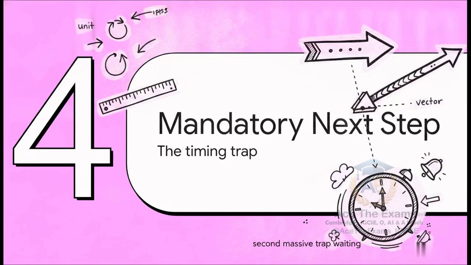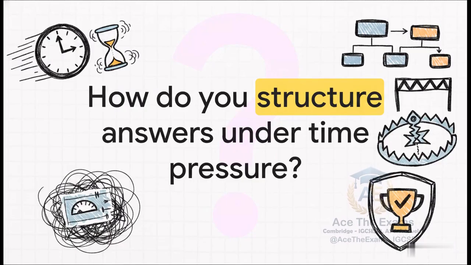Section 4. Your mandatory next step. So, we've covered the unit traps, scalars, and the framework. But honestly, fixing your units and significant figures is really only half the battle. Think about it. How do you actually structure this perfect, framework-driven answer under severe exam time pressure?